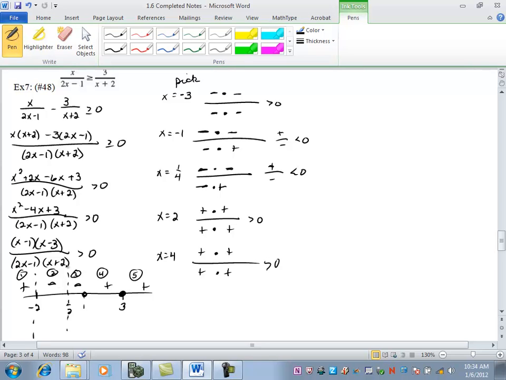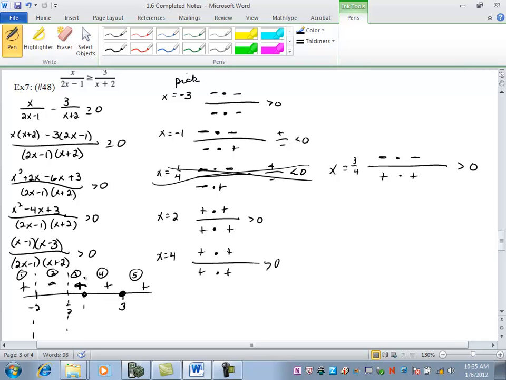But I realize that 1/4 is actually over here. And that's where I've made my mistake. So let's correct this here. And my apologies. Let's pick x equal 3/4 instead. 3/4 minus 1 is negative times 3/4 minus 3 is negative. 3/4 times 2, well, that's 3/2 minus 1. That's a positive. And then 3/4 plus 2, also a positive. So this is greater than 0. This is greater than 0.